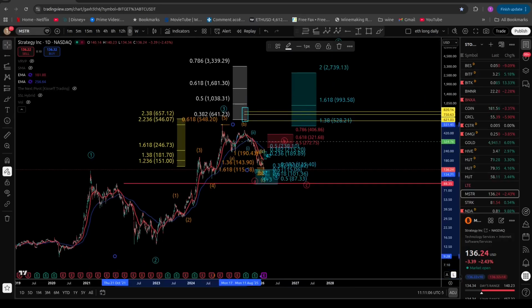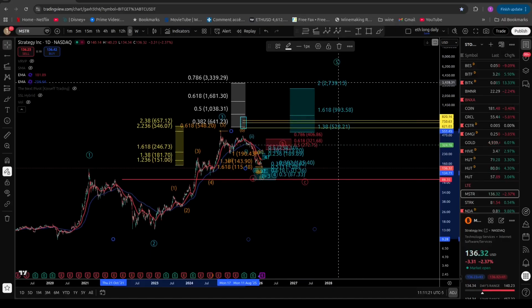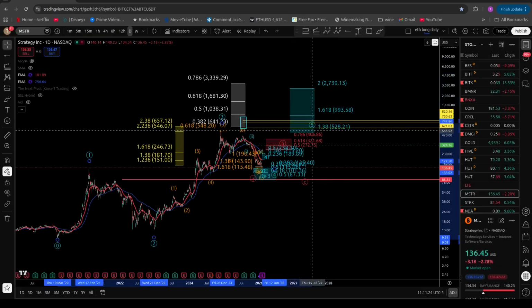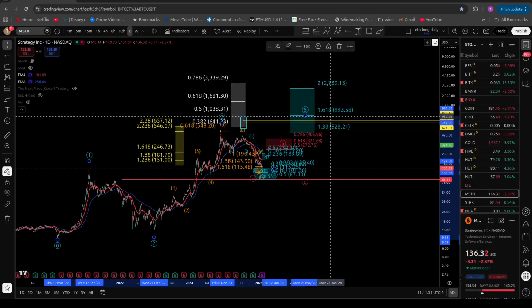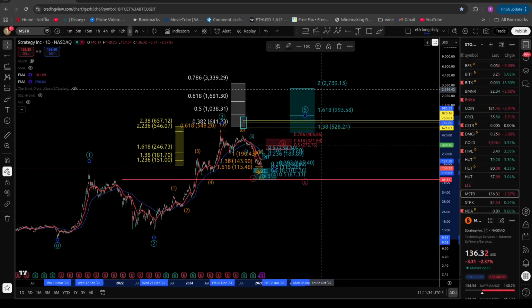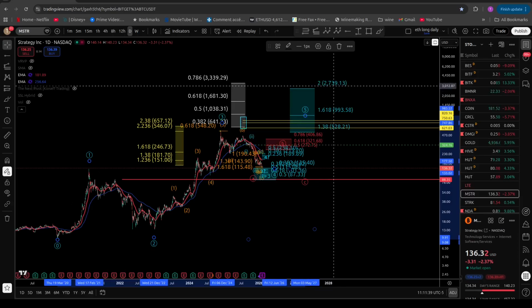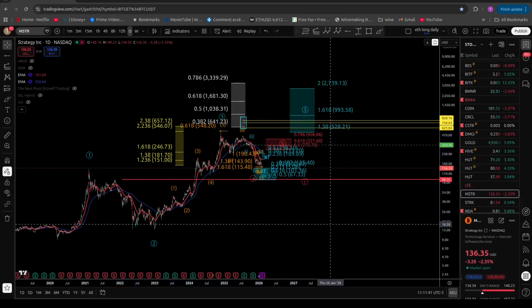The other indication is when you do a fib extension of wave 1 with the wave 2, the target for the third wave was spot on, right? 1.38, and the fifth wave usually tends to go one or two levels higher. And so since we have the 1.618 and the 2, I would say $1,000 would be a conservative level. And yeah, the 2x would be crazy, 739, but that's really far away.